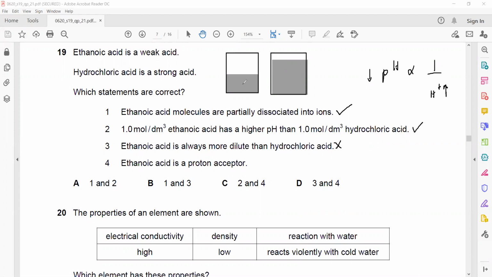So ethanoic acid is not always more dilute than hydrochloric. That's wrong. Ethanoic acid is a proton acceptor. Proton acceptor is the definition of a base. Acids are proton donors. So the statements which are correct are 1 and 2.